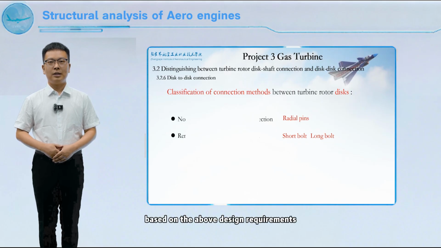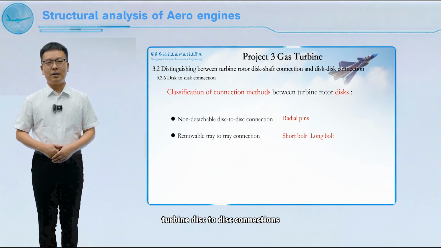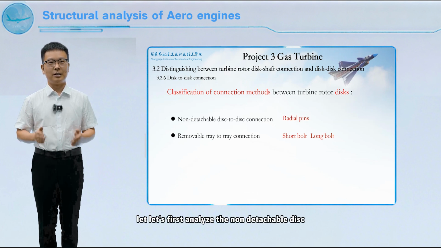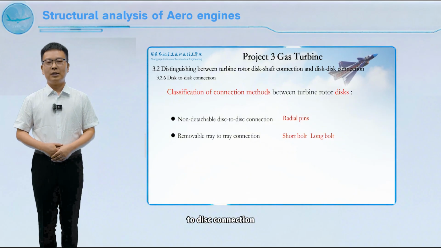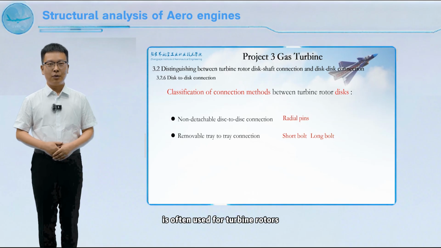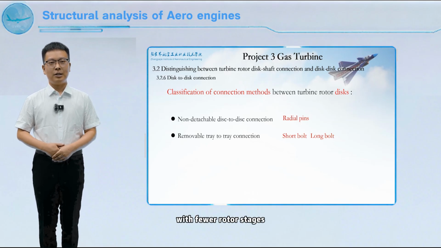Based on the above design requirements, turbine disc-to-disc connections are usually divided into two types: non-detachable disc-to-disc connections and detachable disc-to-disc connections. Let's first analyze the non-detachable disc-to-disc connection. The non-detachable disc-to-disc connection is often used for turbine rotors with fewer rotor stages.